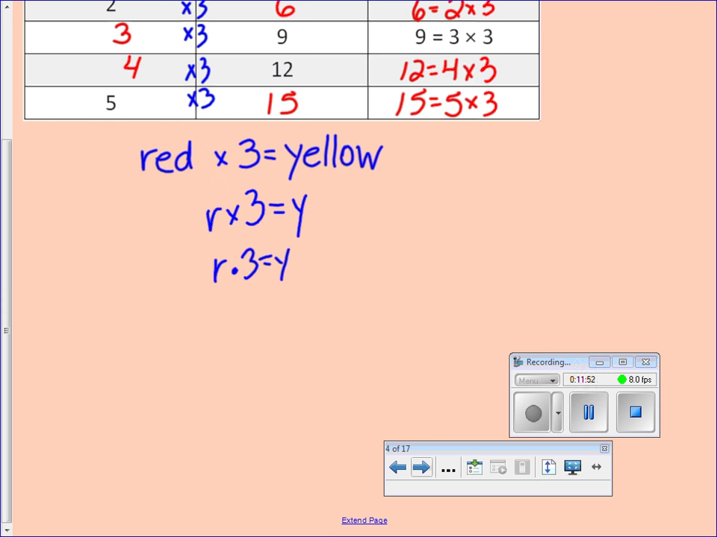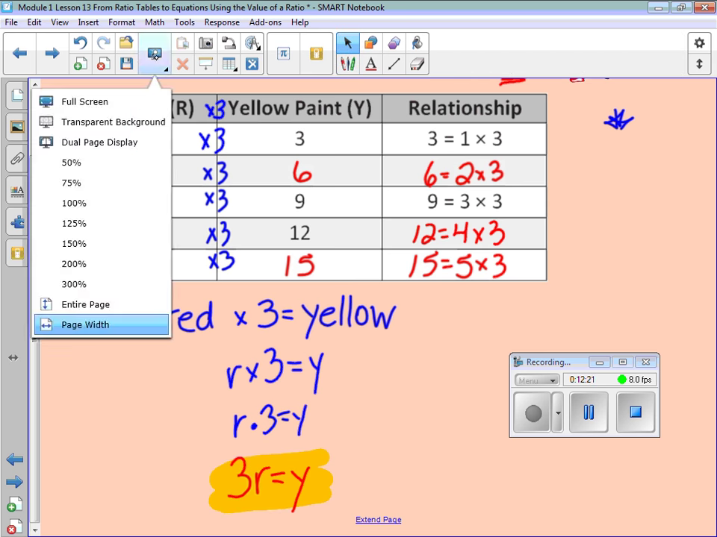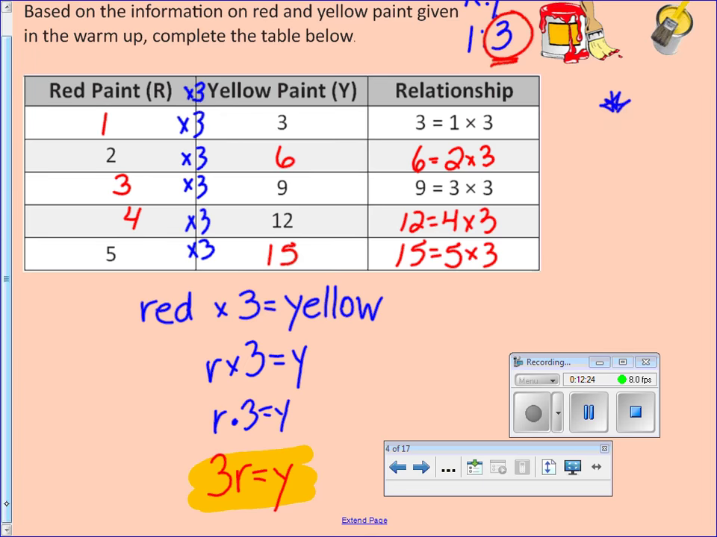Multiplication is so extra special that you don't even need to use a symbol. It's true. Did you know that you could just write 3R? Actually, I'm going to change colors. You can write 3R equals Y. And that, boys and girls, is the focus of today's lesson. That is the equation that represents that table. But there's more. I'm not done yet.